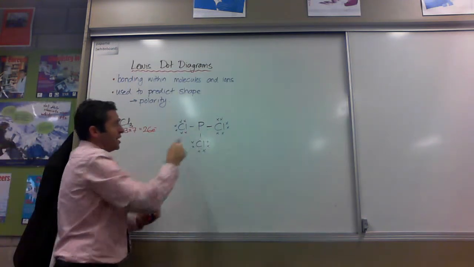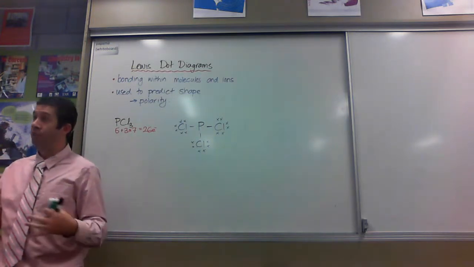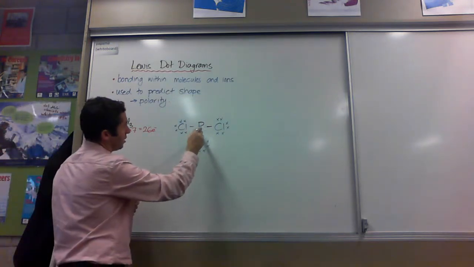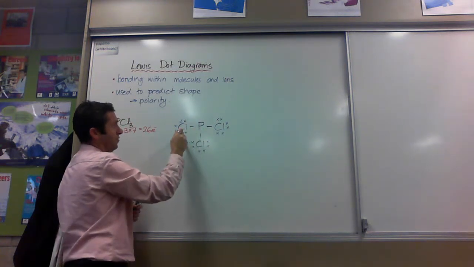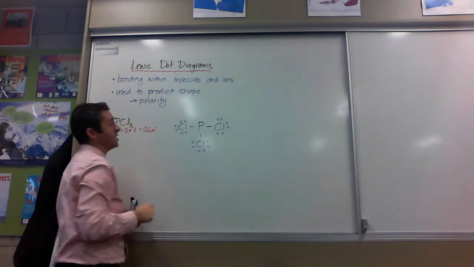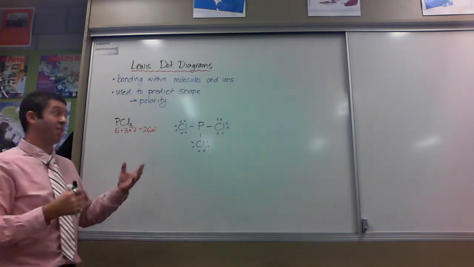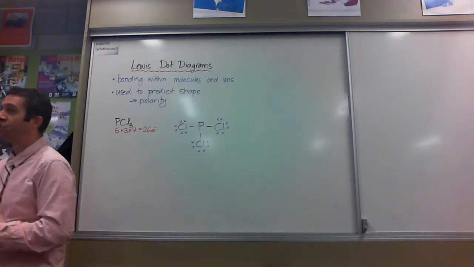A bond is equivalent to 2 electrons. It's 2 electrons being shared by both atoms. So 2, 3, 4, 5, 6, 7, 8. Well, my quick math says that that's 24 electrons, and so I need 2 more electrons in there.